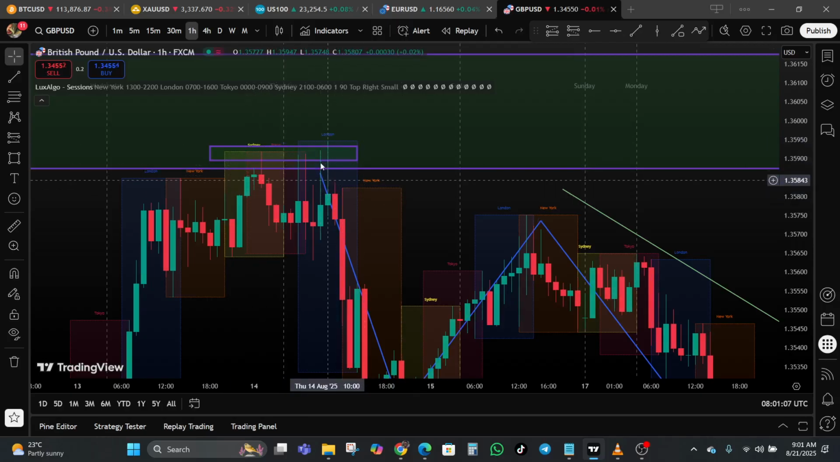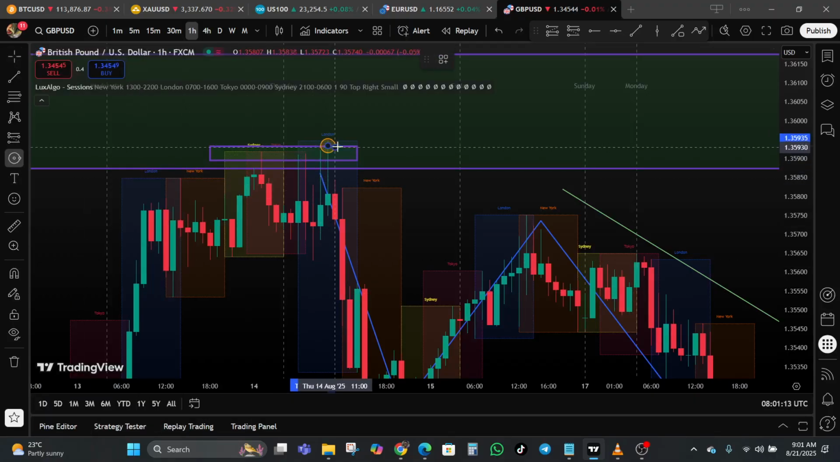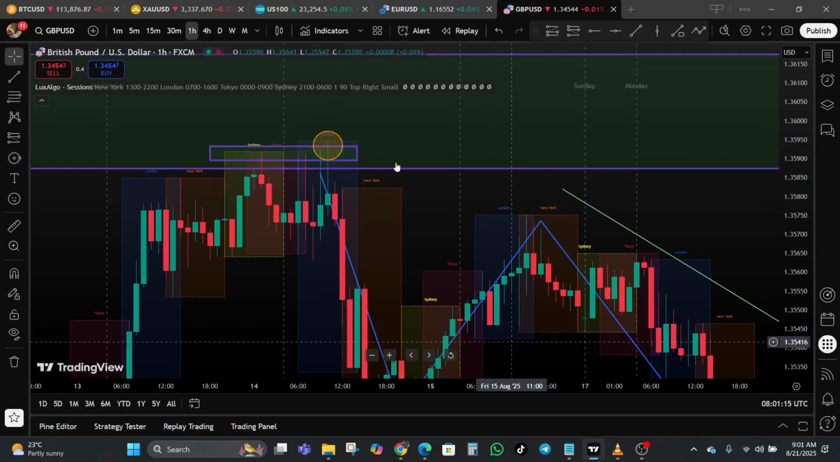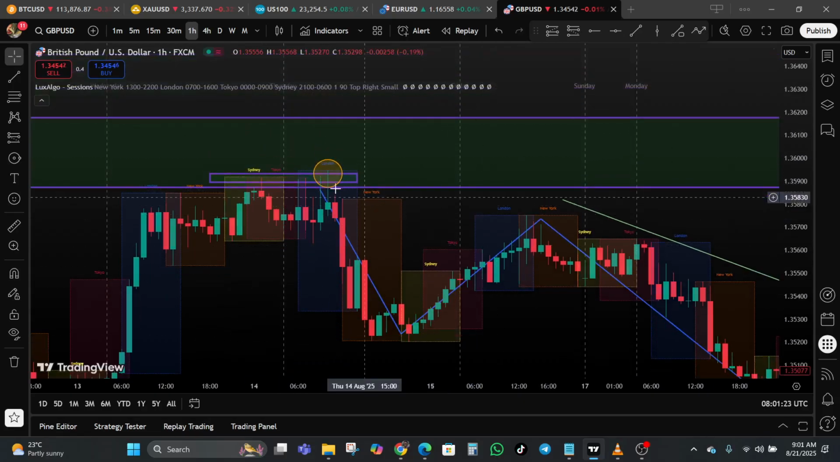But guess what? During the London session, you can see that one of the candles went up, pushed above this zone, and grabbed liquidity, and then reversed back down. You can see that happened in the London session. So you have to pay attention to liquidity grabs so that you do not fall victim. So once liquidity is grabbed, you look for a shift in structure.